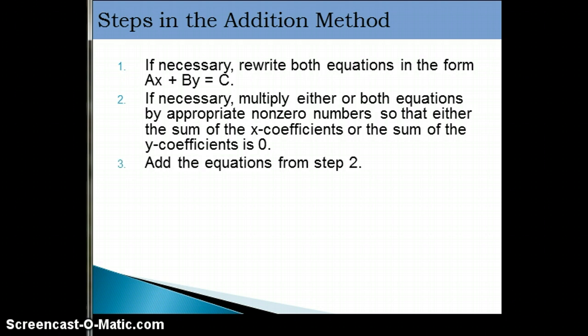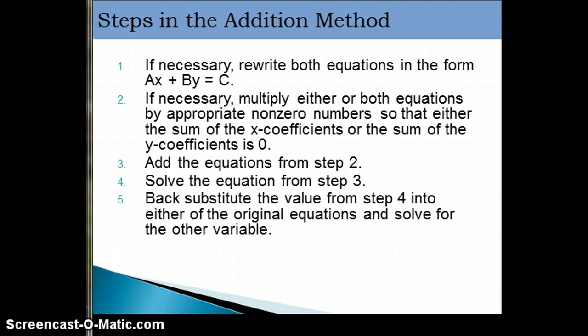The third step is to add the equations vertically to obtain a new equation. If you performed step 2 correctly, then one of the variables should have been eliminated. The fourth step is to solve the new equation obtained from step 3. This will give you a value for one of the variables, which is half the solution. To find the value of the second variable, we back substitute the value of the first variable found in step 4 into either of the original equations, and then we solve.